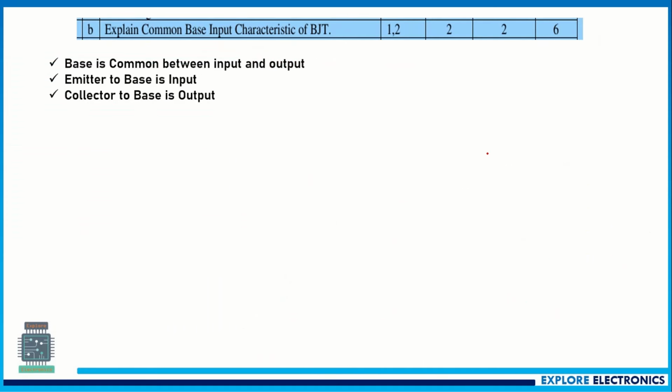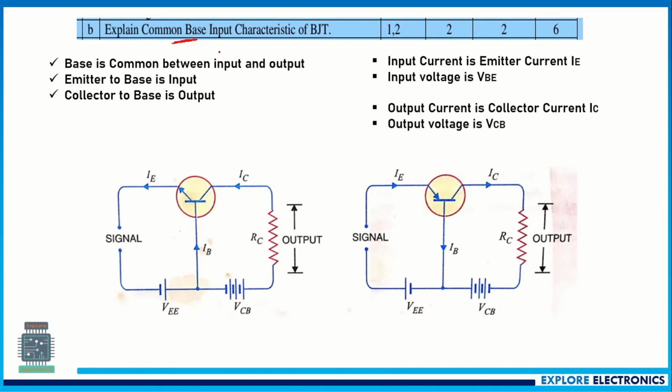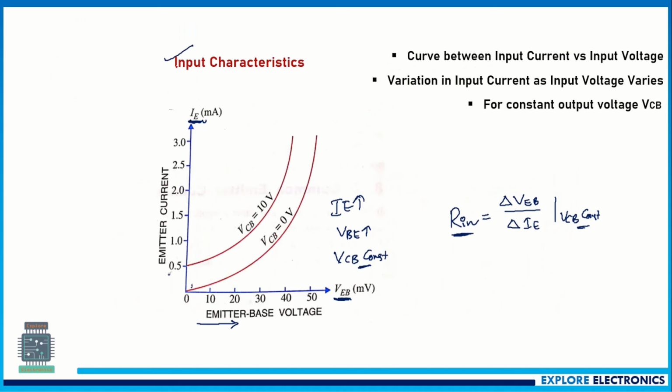Explain common base input characteristics of BJT. Here they have asked for the common base configuration and only the input characteristics. For the common base configuration circuit, again using NPN or PNP, you can write one of these two circuits and write which are all the input and output parameters of this circuit. Then coming to input characteristics, the input voltage and input current are taken on the X and Y axes by keeping the output voltage constant, that is VCB. For two different values of VCB I have shown here.